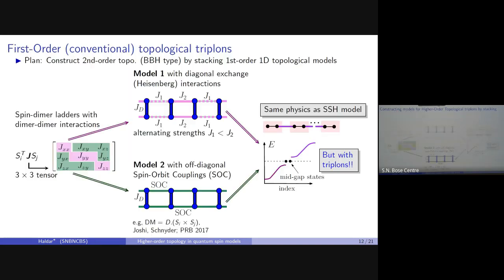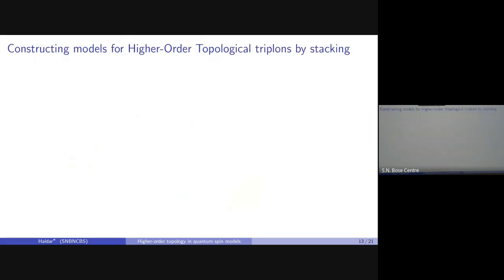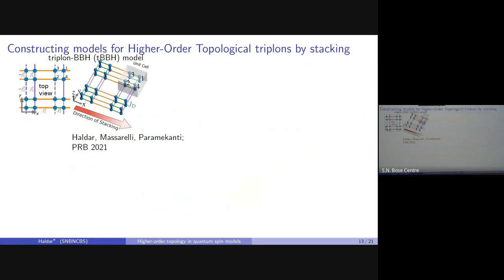If I stack the model one, which is purely made out of diagonal terms of J interactions, you get a model something like this. The minimal model that is required to get higher order topology is something like this. So you see that I have stacked these spin diamond ladders alternatively. Here, the dashed lines have antiferromagnetic exchange interaction, that is, minus the sign of the exchange interaction for the solid lines. And you come up with a model which has four dimers in a unit cell itself.